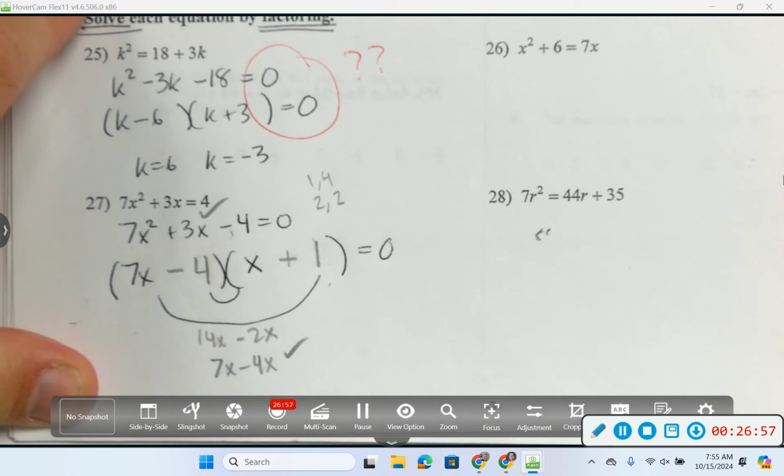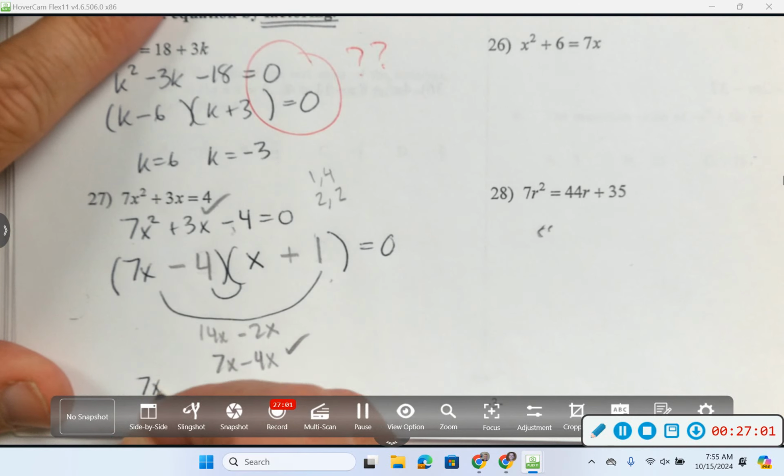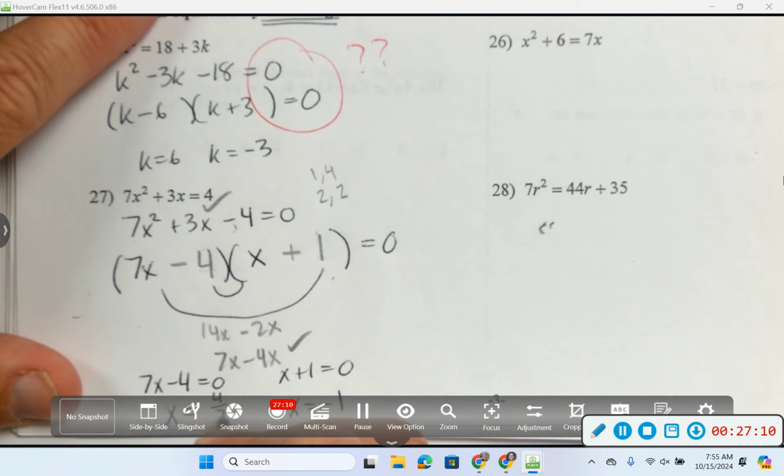But we're not done with the problem, right? We factored, but we haven't solved. Here's the step that many of you don't show, which is okay, as long as you're careful. So 4/7 and negative 1.